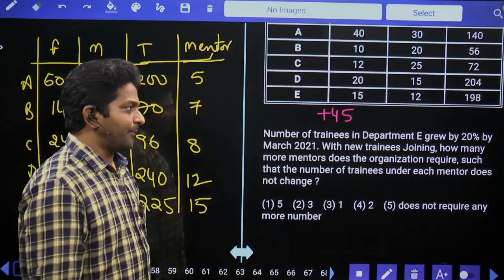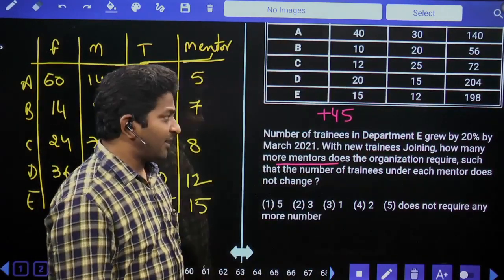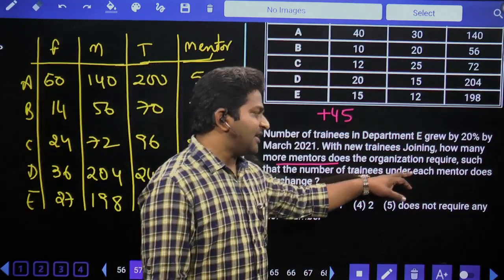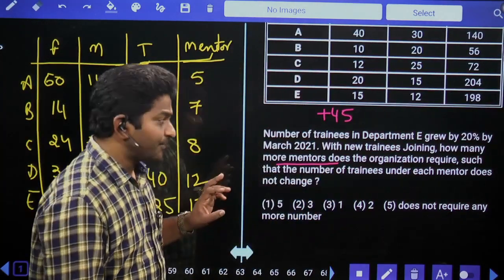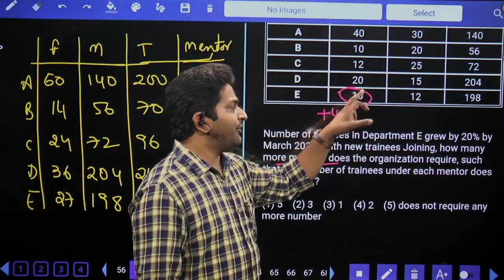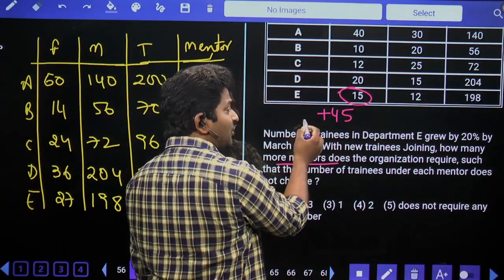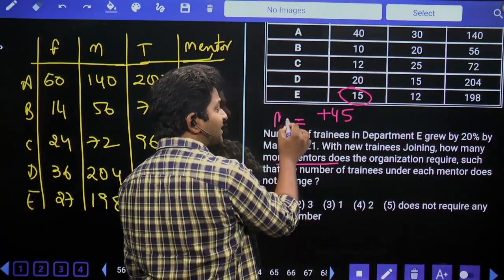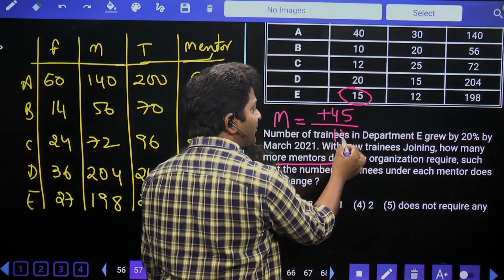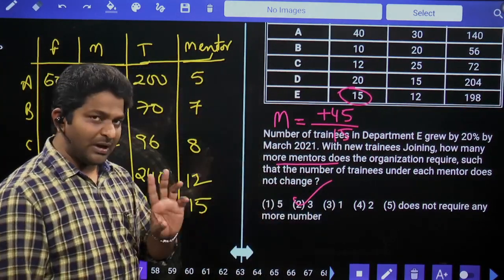Extra trainees are 45. How many more mentors does the organization require such that the number of trainees under each mentor does not change? In department E, each mentor will have 15 trainees and extra trainees are 45. So the number of extra mentors required is 45 divided by 15, that is equal to 3. Answer 3, option 2. Be careful here.